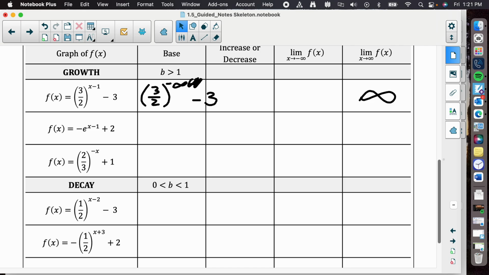Oh yeah, so 3/2 to the negative infinity, you could do it two ways. You can make it 1 over 3/2 to the infinity, or what we kind of talked about yesterday is if you swap a fraction, then it changes the power from negative to positive. So we could write this as 2/3 to the positive infinity instead.